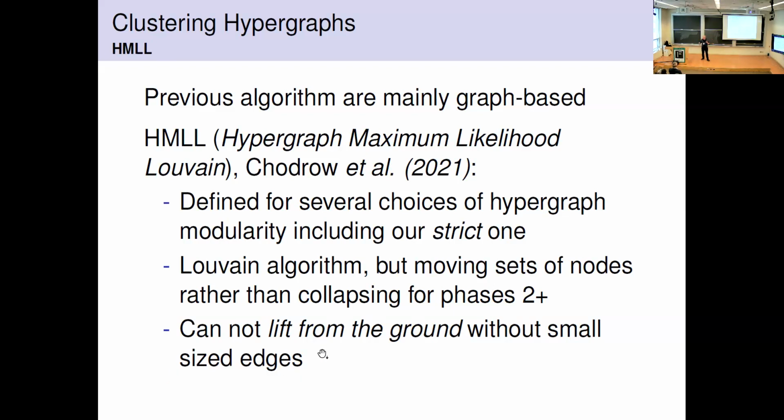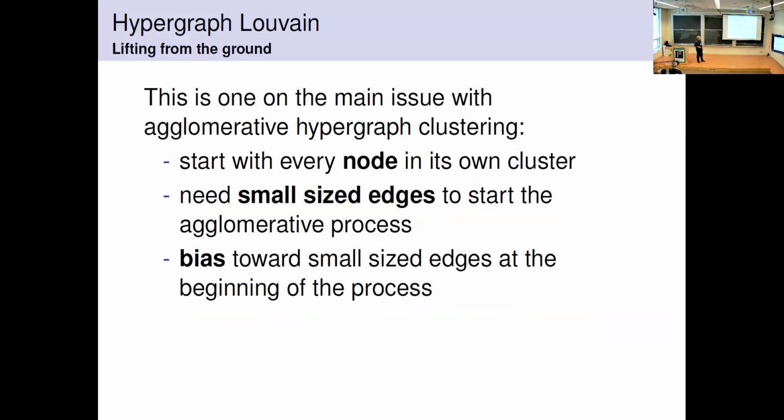Okay. I'm going to say what I mean by that. What do I mean by lifting from the ground? This is one of the main issues with agglomerative hypergraph clustering, right? Because remember, we start with every node in its own cluster. Okay. If I only have large edges, then I'm going to join two nodes. And in the first step of this Louvain, I join two nodes. So instead of having a hyperedge of size 19 with 19 different colors, I now have 2 red and then 17 other colors. Not very strong by any means, okay? So you're far from a majority for sure.